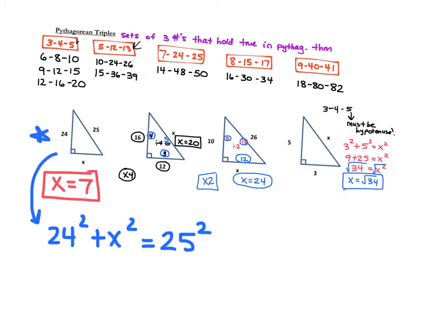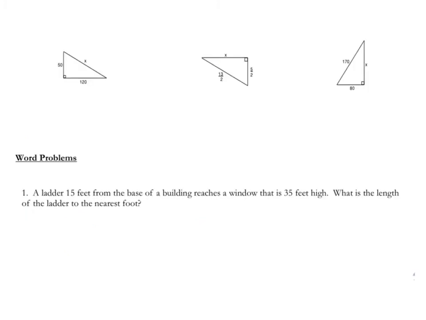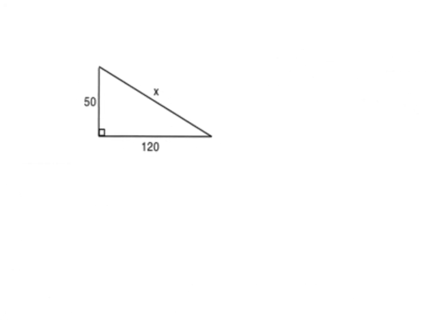Let's go on, talk about another one. Here's some more triples for you guys. Okay, so just taking a look. First one, divide by your GCF. It's going to be 10. 50 divided by 10 is 5. 120 divided by 10 is 12. What kind of triangle do I have? I have a 5, 12, 13 triangle.